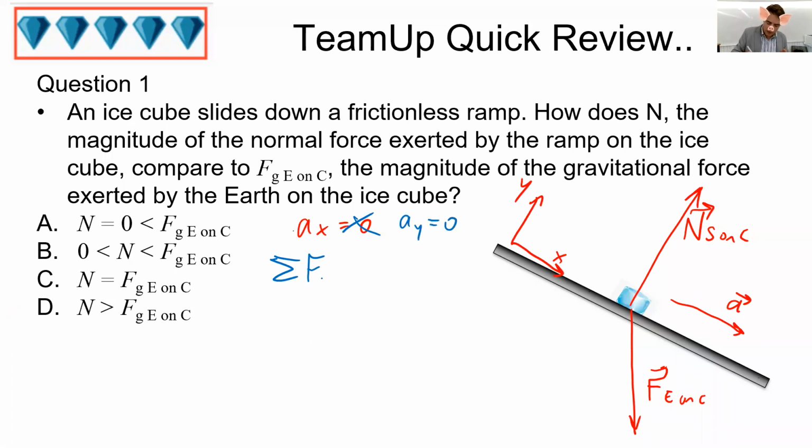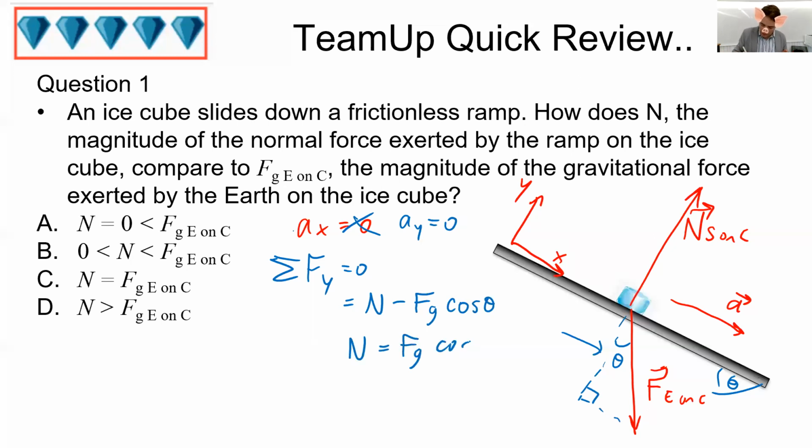A sub y equals 0, so the sum of the forces in the y direction equals 0. And so that means that you have to do this whole thing where you've got a right angle there, and here's your theta, here's your theta. You end up with the normal force up minus Fg times cosine of theta, I think. Anyway, the normal force equals Fg cosine theta. Cosine theta is less than 1 but greater than 0, so this is less than Fg. So I like B. That makes sense?